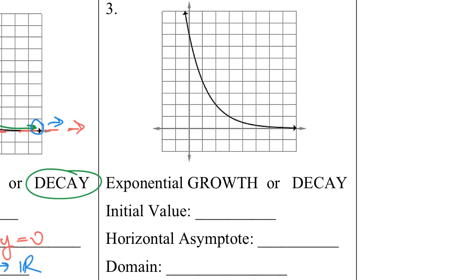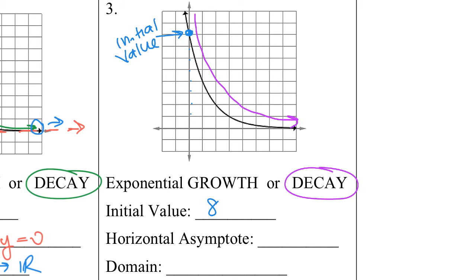Number 3, growth or decay. So again, read your graph left to right. We are falling again, so this is decay. The initial value is the y-intercept. Where does the graph cross the y-axis? So this is your initial. Notice it's not 1 this time. It's actually 1, 2, 3, 4, 5, 6, 7, 8. Initial value of an 8.